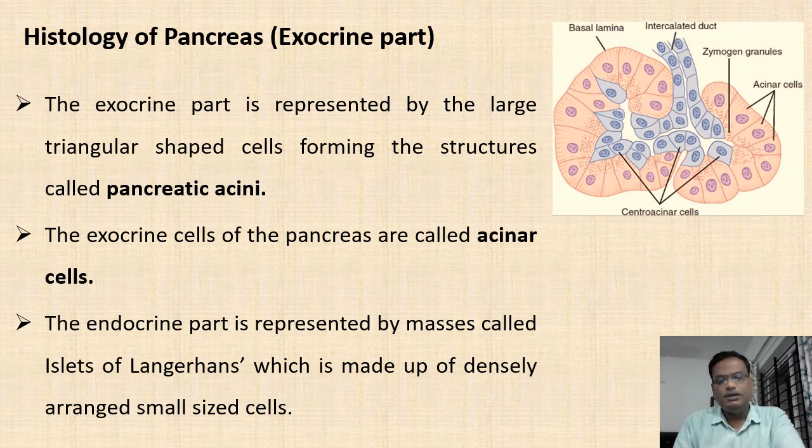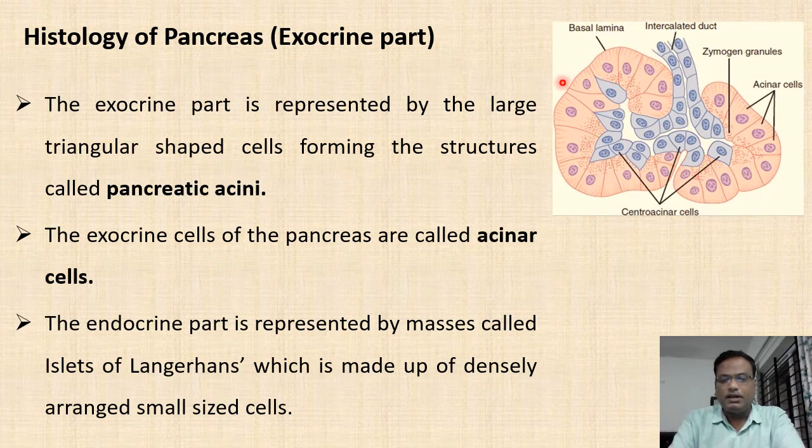Since we study the endocrine part of the pancreas in another chapter, here we are concerned only with the study of the exocrine part of the pancreas. So exocrine part is represented by large triangular shaped cells forming the structures called pancreatic acini.